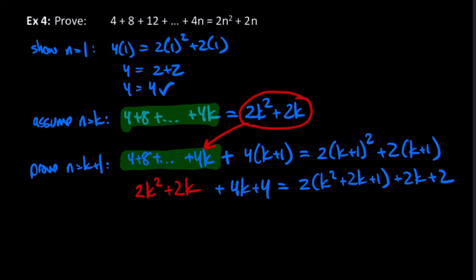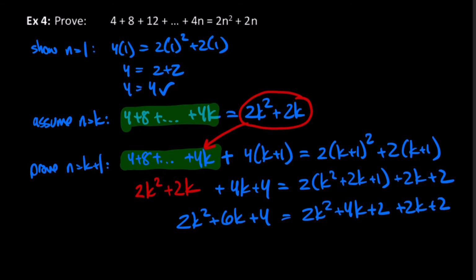On the left side, let's combine some like terms. 2k squared plus 6k plus 4. Okay, so now over here, let's distribute the 2. 2k squared plus 4k plus 2 plus 2k plus 2. And then lastly, I just need to combine like terms. 2k squared plus 6k plus 4. And that's exactly what I have over there. So I've just proven that identity.